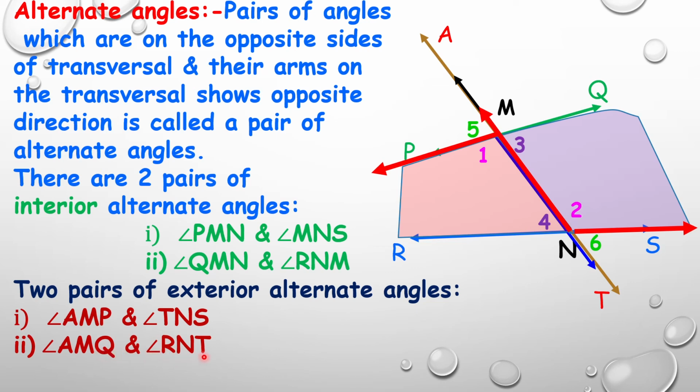Second pair of exterior alternate angle is AMQ and RNT. In figure, AMQ is shown by number 7 and RNT by number 8. The 7 and 8 is the second pair of exterior angle. This angle AMQ and RNT is in the exterior part of line PQ and line RS.